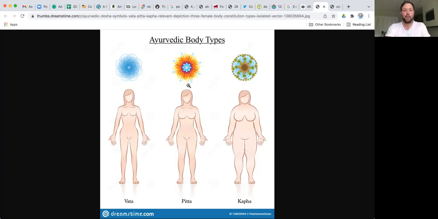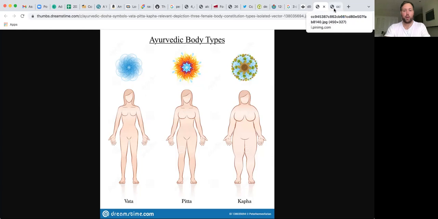Vata definitely doesn't enjoy the cold. Pitta would probably not enjoy the cold, but probably needs the cold. So remember, just because we enjoy something doesn't mean we necessarily need it. We probably need the opposite of that, okay, to bring us back into balance again.